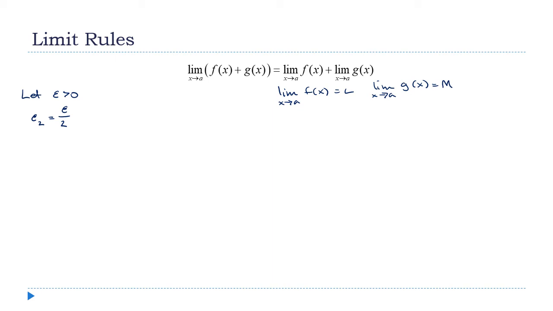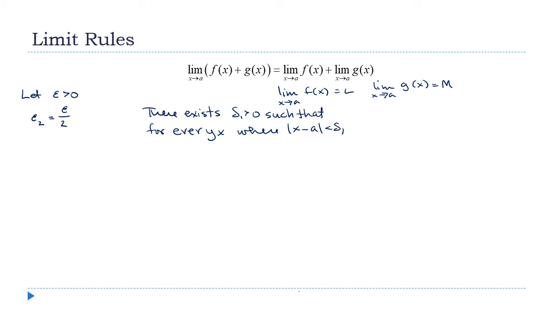All right, if the limit of f of x equals L, then there exists delta 1 greater than 0 such that for every x where the absolute value of x minus a is less than delta 1, we have the absolute value of f of x minus L is less than epsilon over 2.